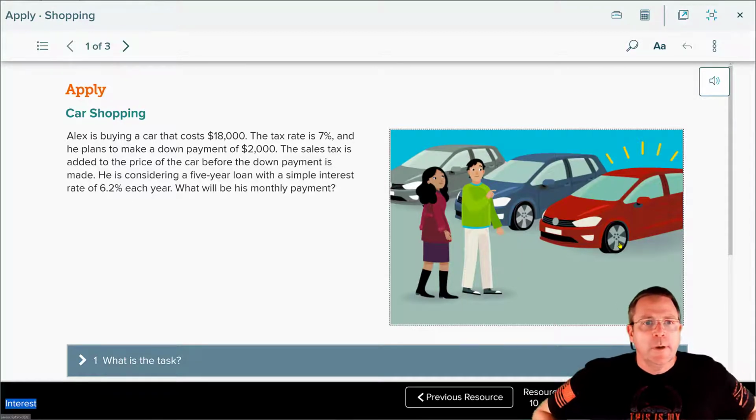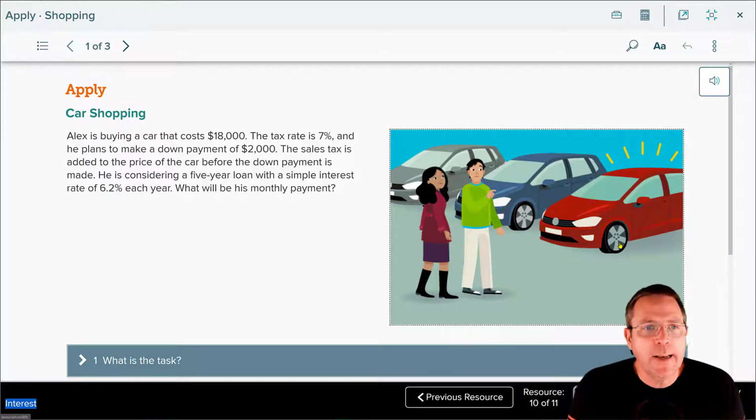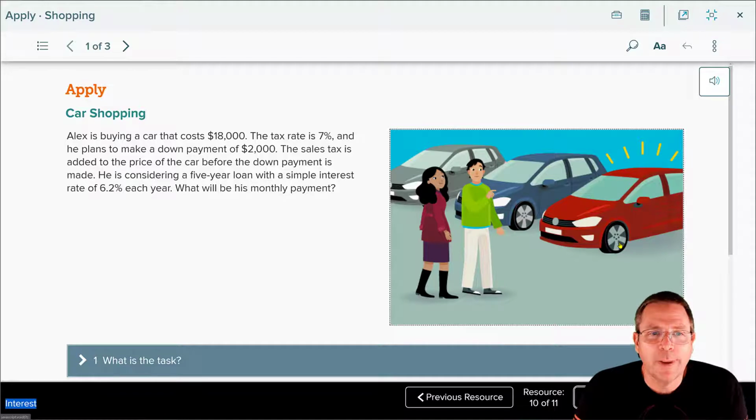Alright, I put the screaming demon outside, so she'll be less of a distraction. Alex is buying a car that costs $18,000. The tax rate is 7%, and he plans on making a down payment of $2,000. Sales tax is added to the price of the car before the down payment is made. He's considering a 5-year loan with a simple interest rate of 6.2% each year. What will his monthly payment be?